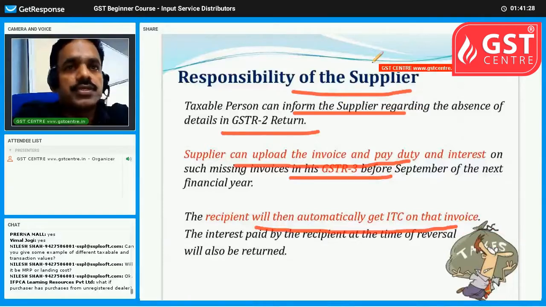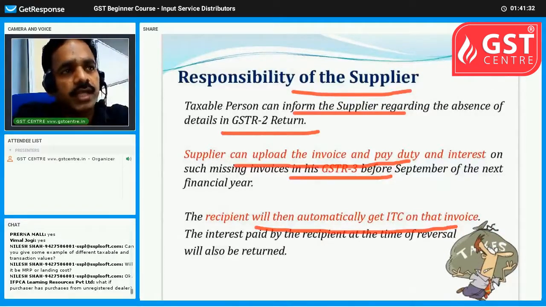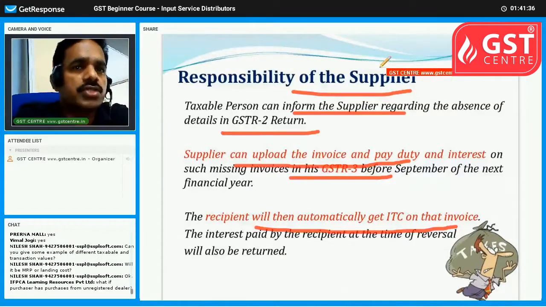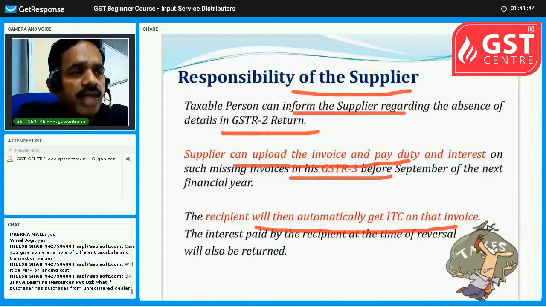Recipient will then automatically get the ITC on that invoice. So the important point is the sales return should match with the purchase return. All invoices should be there. And the purchaser will get input tax credit only when there is a matching between the sales and purchase invoices. Otherwise, the purchaser will not get input tax credit.